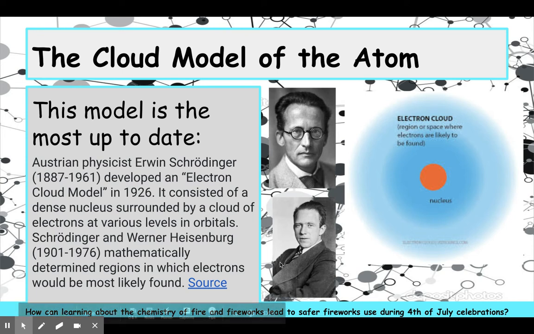So these two kind of get credit for the cloud model, and this is what's considered still to this day, almost 100 years later, the most accurate depiction of an atom. Now, since then, we found all kinds of tinier pieces inside atoms. And if you check out my atom poster in the classroom, you can see that there are even smaller subatomic particles than protons, neutrons, and electrons that we've discovered.